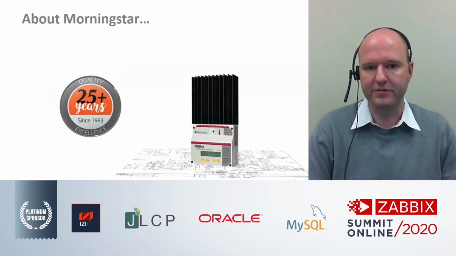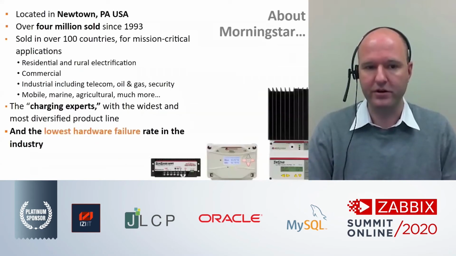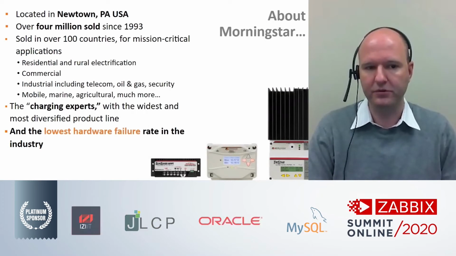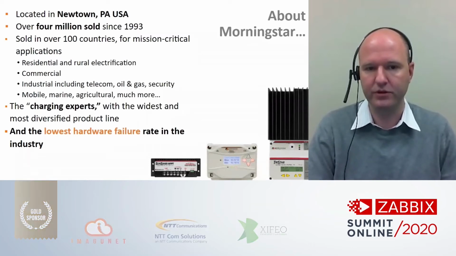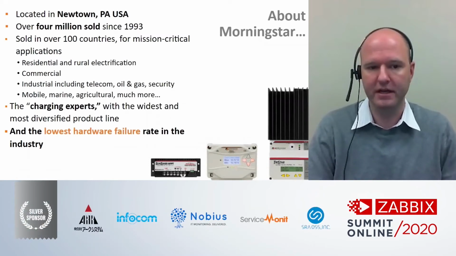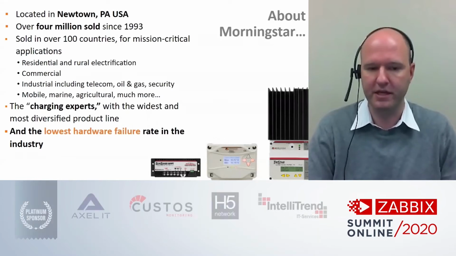So first, about the company. Morningstar is located in Newtown, Pennsylvania in the United States, and we are pleased to have sold over 4 million products deployed into the field since the company's inception in 1993. We currently work in over 100 countries and provide reliable remote power for mission-critical applications.